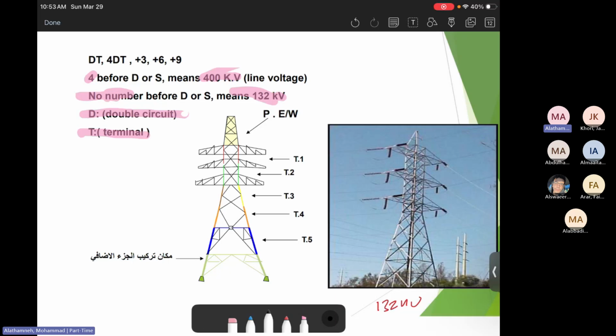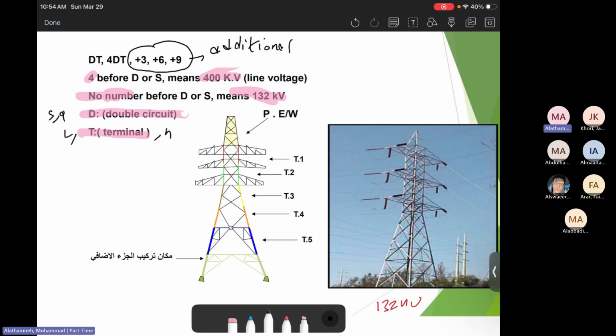And the other thing, S means single, Q means quadruple, L means line, and if there is N, it depends on the angle: 10 degrees, 20 degrees, 30 degrees; if it's 3, 30 degrees; if it is 6, 60 degrees; if it's 9, 90 degrees. And the other thing, sometimes we can say +3, +6, +9. This is the additional length.